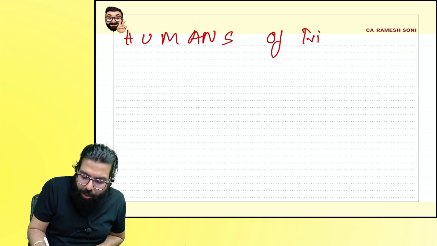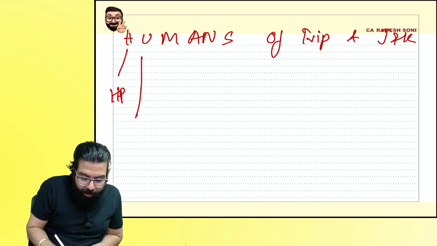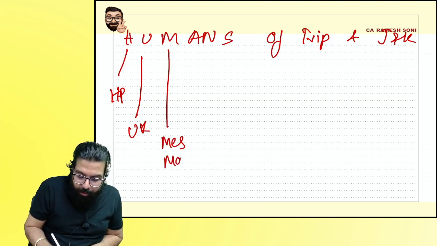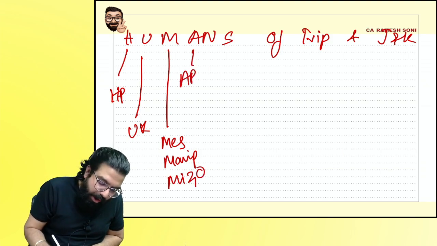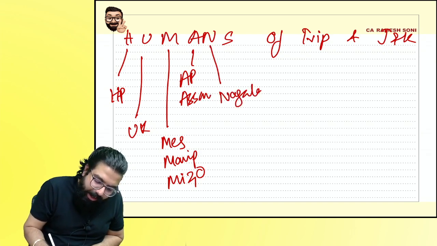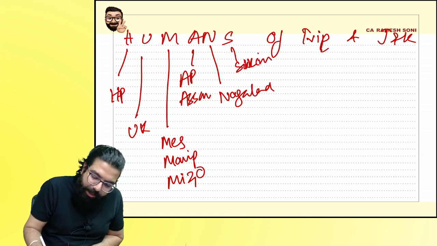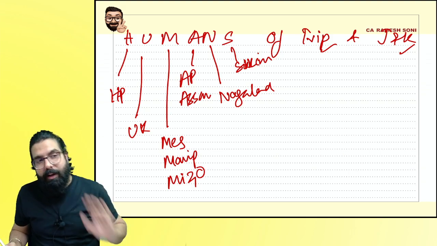Tripura and Jammu and Kashmir. Remember the 11 special category states. Himachal Pradesh, Uttarakhand. M for Meghalaya, Manipur and Mizoram. A for Arunachal Pradesh, A for Assam. Then N for Nagaland, S for Sikkim, and Tripura and Jammu and Kashmir. These are the 11 special category states.